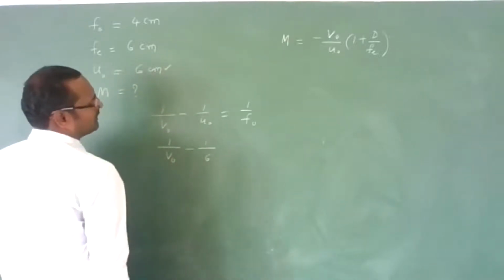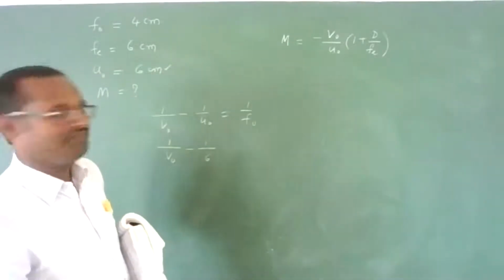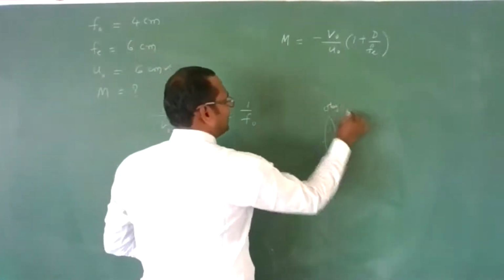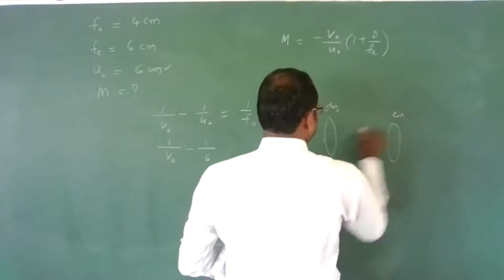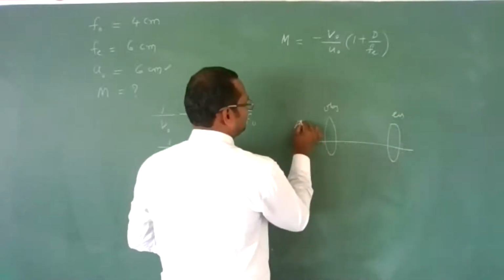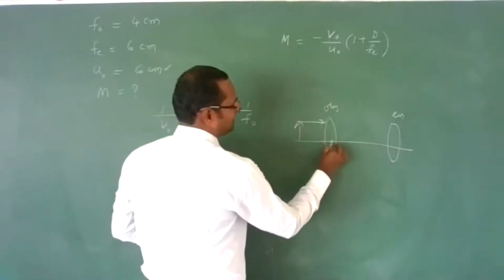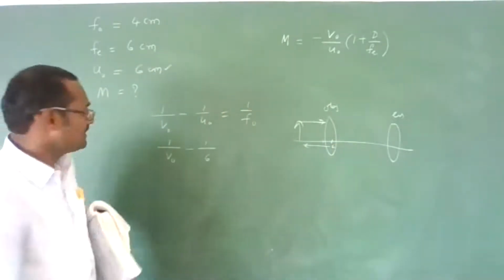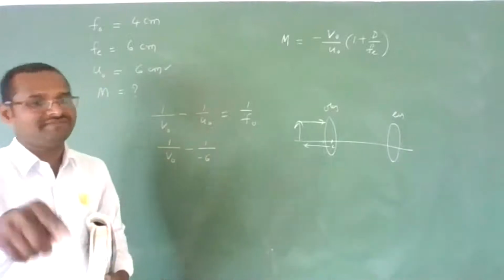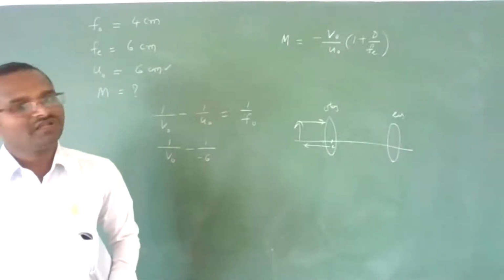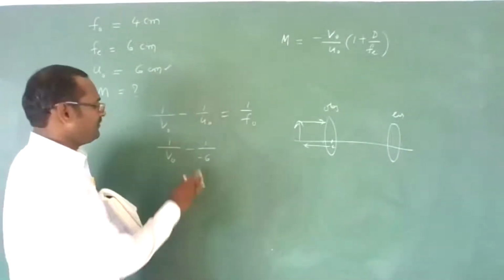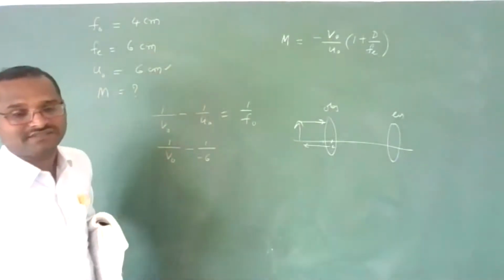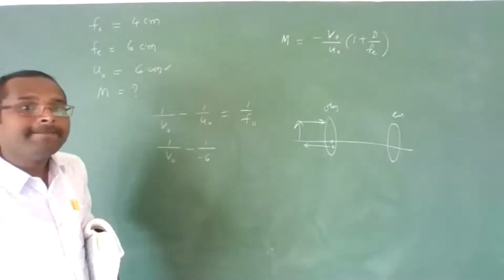If you write 6, you get the wrong answer, because see the diagram. This is the objective and this is the eyepiece, and the object will be here. Incident rays are going like this. You should measure from the object center, in the opposite direction to the incident rays, which means we should use the minus sign. This is the main thing you need to do. Then you will get the right answer. If you do not write negative here, then you will get the wrong answer. That is the point. Okay?